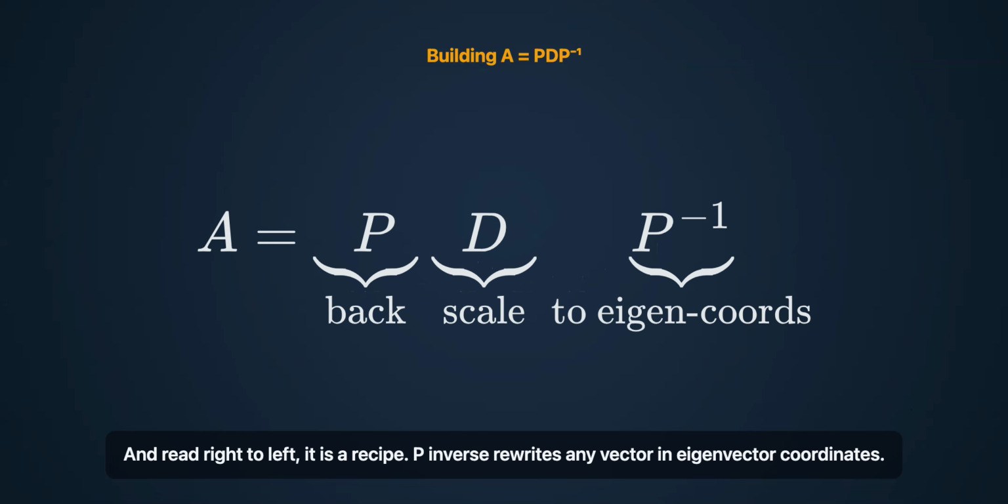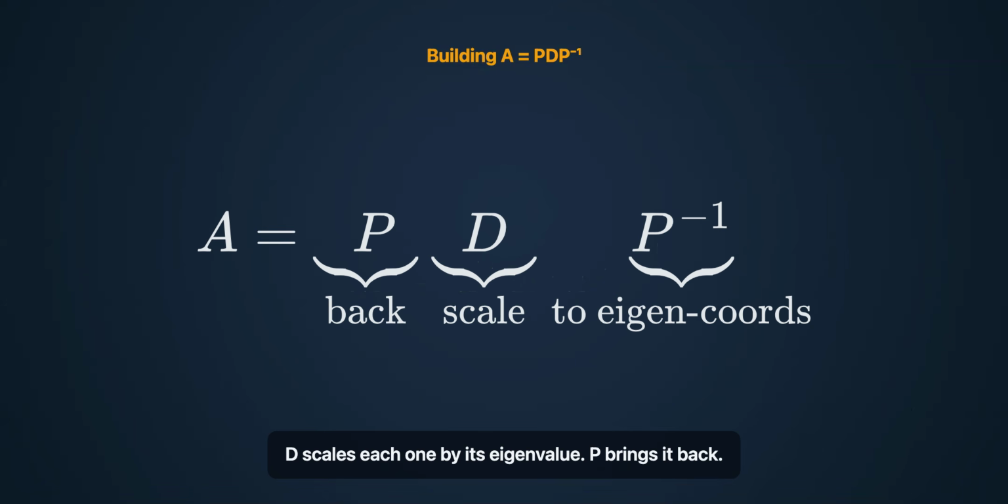And read right to left, it is a recipe. P inverse rewrites any vector in eigenvector coordinates. D scales each one by its eigenvalue. P brings it back. In those coordinates, the tangled matrix is nothing but stretching.